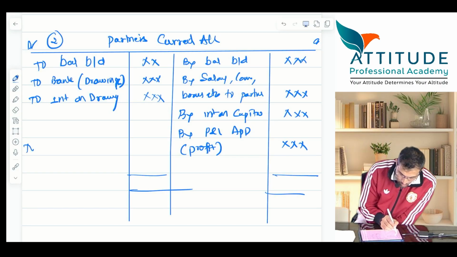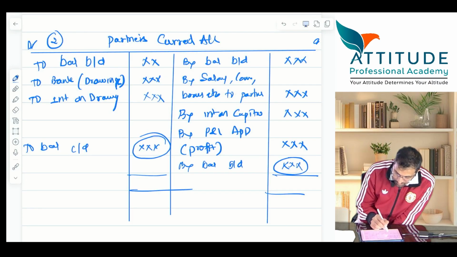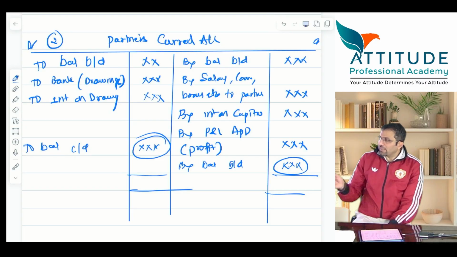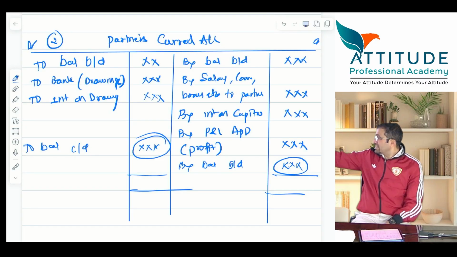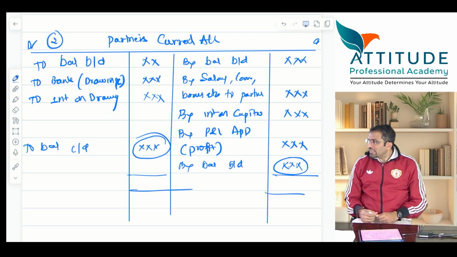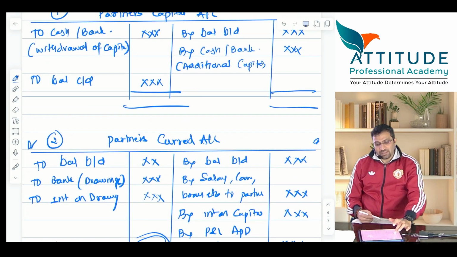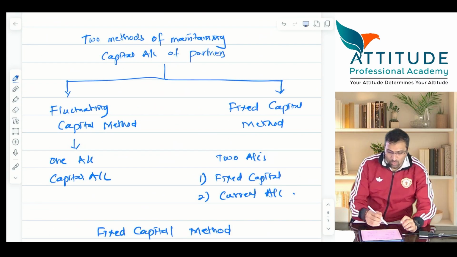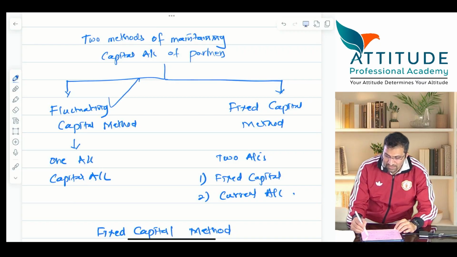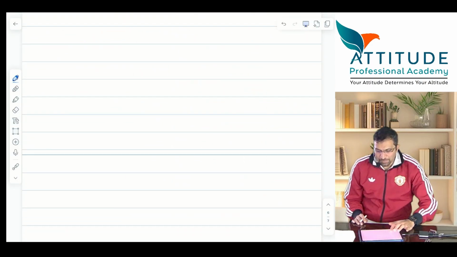Then इधर आ सकता है to balance carried down, or by balance brought down, as the case may be. Any one will come. Is that clear? Generally it is a credit balance. Debit balance भी आ सकता है, if you withdraw more. Any difficulty? So how many methods? Two methods of maintaining capital account. One is fluctuating capital method, another is fixed capital method. Up till here, any difficulty?